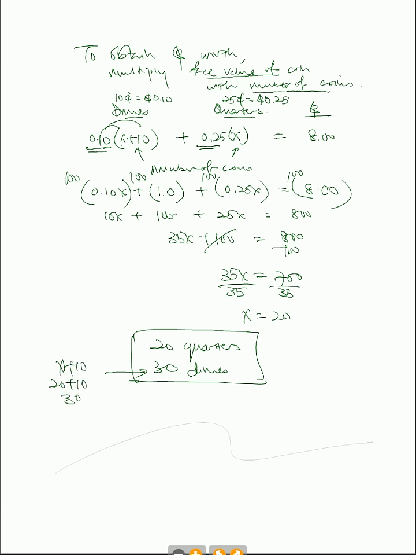So you can always check, right? What's 20 quarters? 20 quarters is $5, right? And 30 dimes is $3, so 5 and 3, $8. Okay, so that's correct. So they add up to $8.